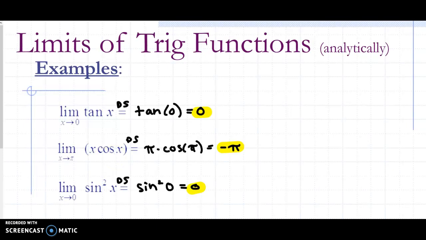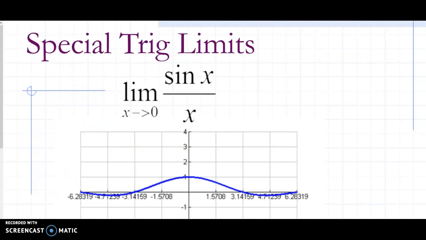Okay, so hopefully you used direct substitution in all three of these, right? The first one would equal 0. The second one is negative pi, and the third one is 0 again. If you don't know where these values come from, you've got some reviewing of the unit circle to do. Excellent. Let's continue.